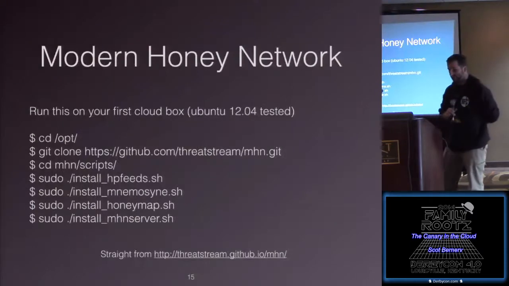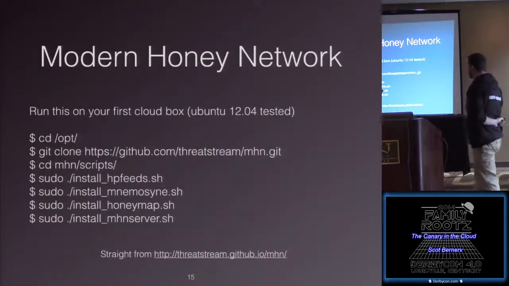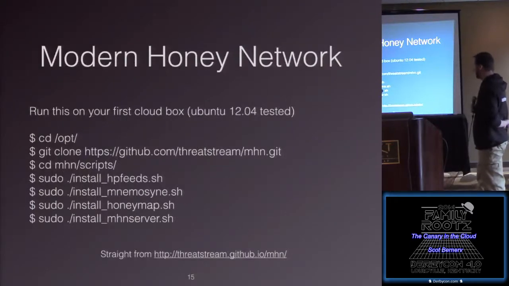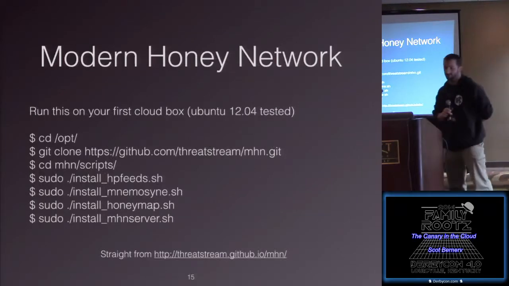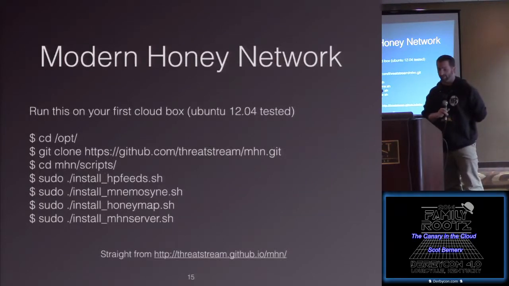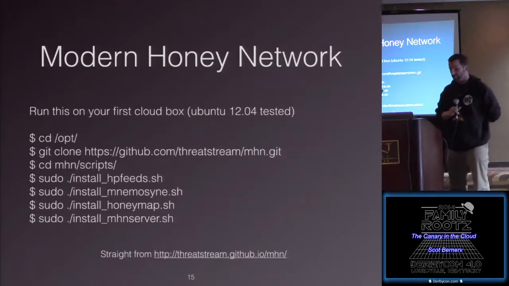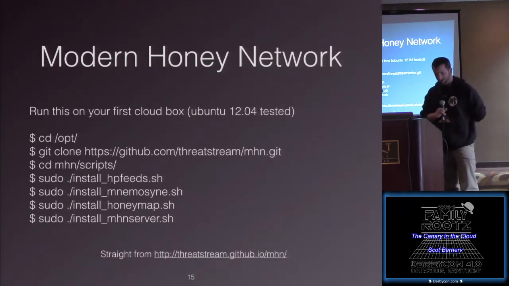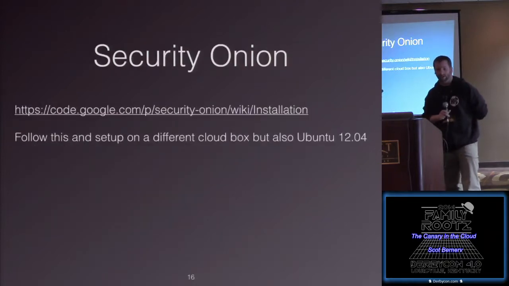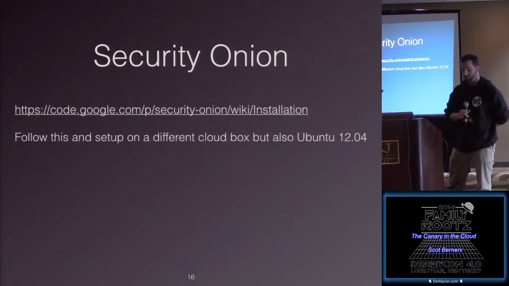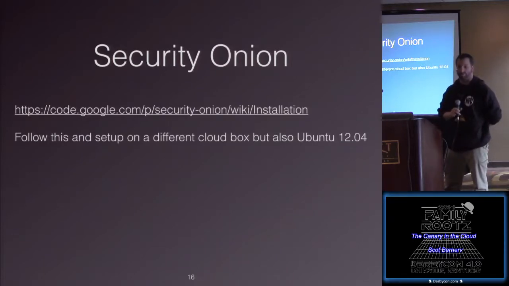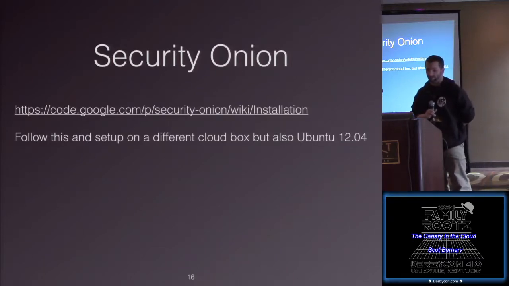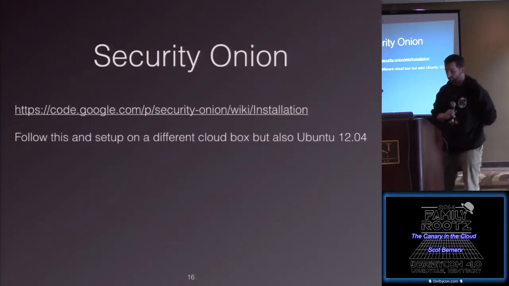This is literally the setup for MHN, which is the Modern Honey Network. It's like seven lines, and it runs. When it's done, you have a nice web interface. I tested it on Ubuntu 12.04, and it ran really well. You set this up on one box. On your second box, you install Security Onion, which is a full-blown distro. The wiki here has great instructions, and there's a good forum, good support here. I ran that on Ubuntu 12.04 as well, and that would be your second box.